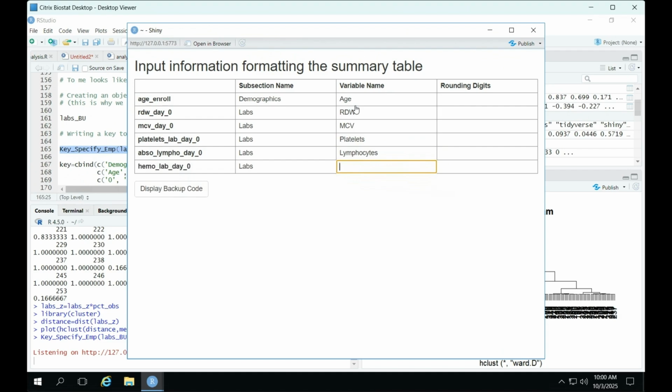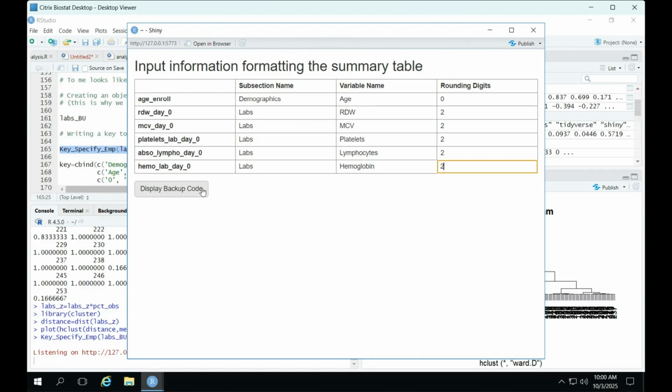Here's hemoglobin. And the last thing is we'll have rounding digits. How many digits do we want to round to? I'm not going to round age to anything because we're fine with keeping that as a whole number, but I might want to have a couple digits for each of these. Again, this isn't anything technical. This is just for your own understanding.